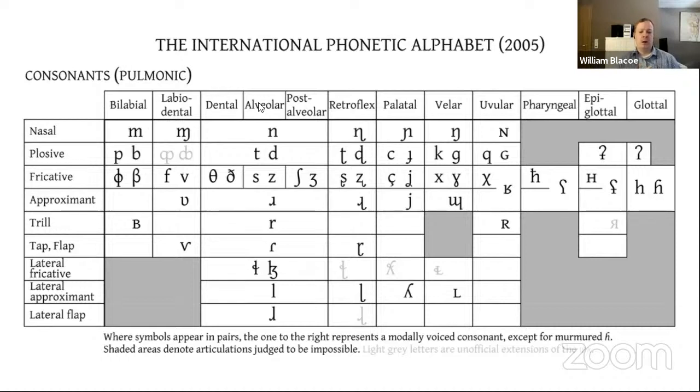For example, here on the x-axis is where the sound is articulated. So does it use teeth, for example, dental? Does it use lips? And on the y-axis is what type of articulation. Plosive means the air is blocked and then suddenly released. Fricative means the air is let out slowly, but with some resistance, like s or zzz. And there are some others that we don't need to get into.